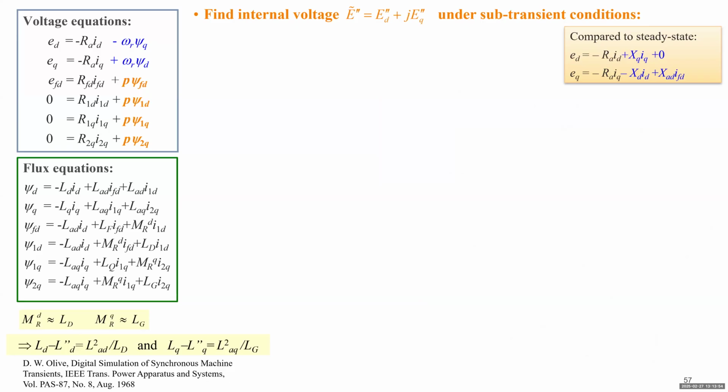So we start from the list of voltage equations and the flux linkage equations. Our first goal is to determine what E double prime is. E double prime tilde as a phasor has a real part, which is ED double prime, plus J EQ double prime. And this is for the sub-transient dynamics.